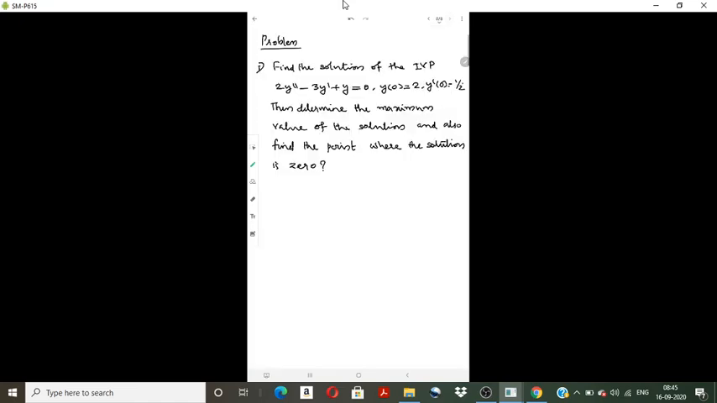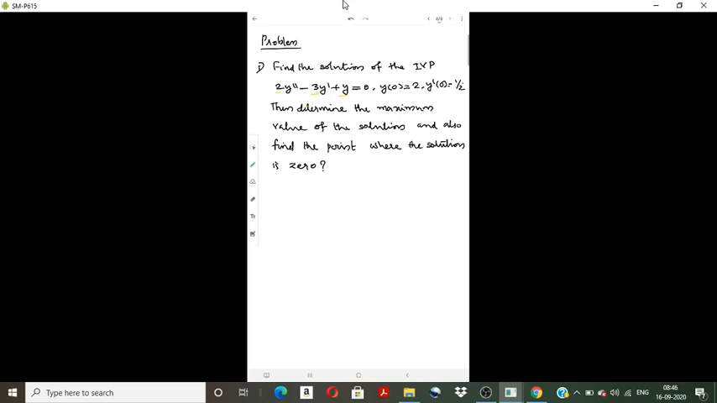Before stopping the lecture, I am giving one exercise problem. The question is: find the solution of the IVP 2y double dash minus 3y dash plus y equal to 0, which is a linear homogeneous differential equation with constant coefficients, with the initial conditions y of 0 is 2, y dash of 0 is 1 by 2. First of all you have to find the solution. Then one more thing you have to find: determine the maximum value of the solution and also find the point where the solution is 0.